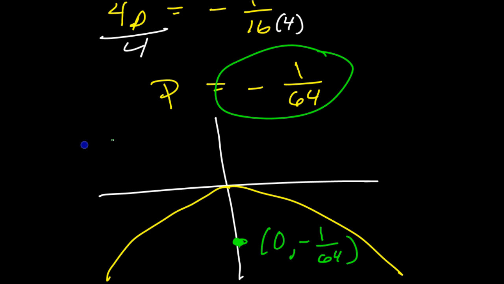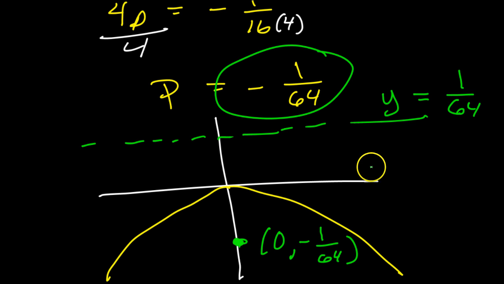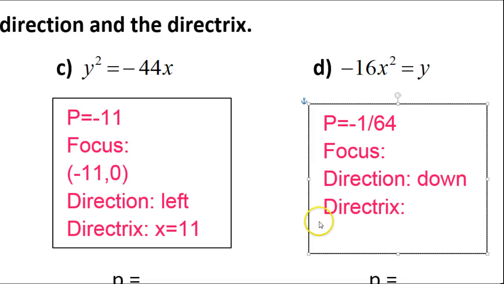And similarly, the directrix is going to be this horizontal line. Horizontal lines are always y equals. That's going to be y equals positive 1/64. Okay, any questions about D?